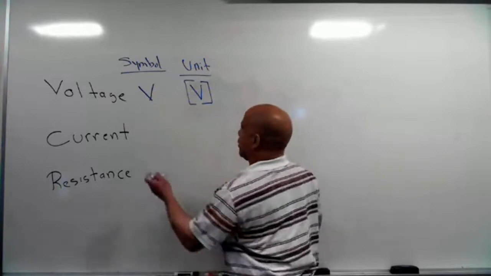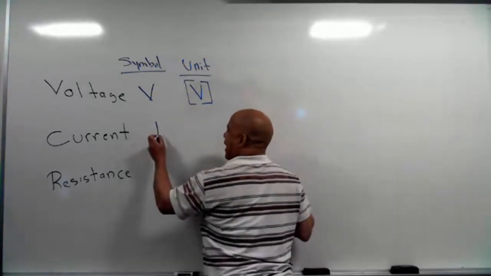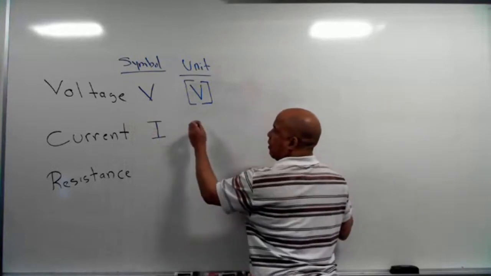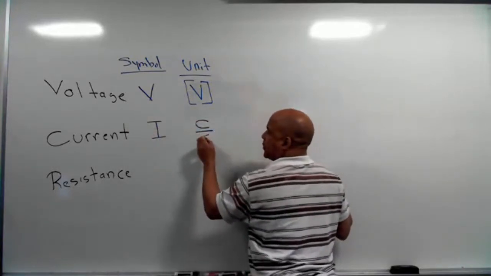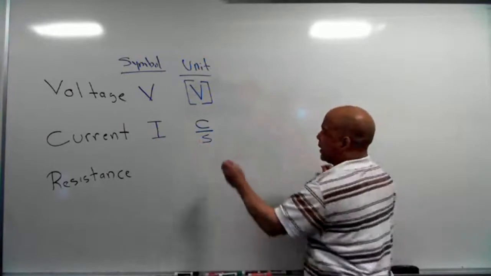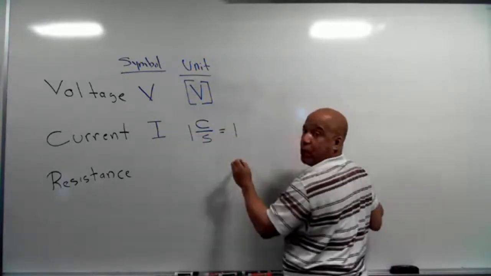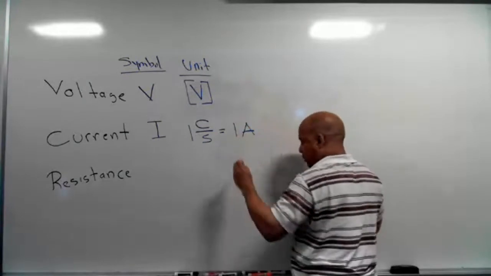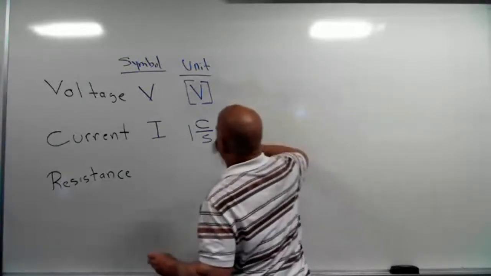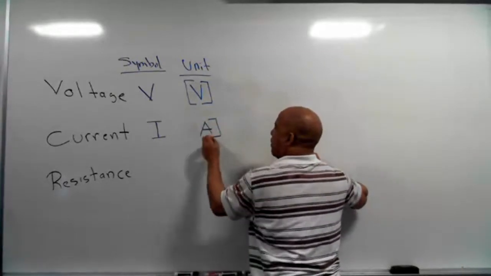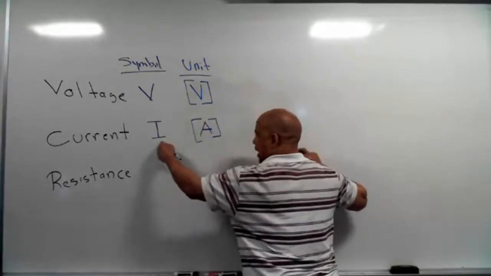For current, we're going to use the letter I, capital I, to represent the current. And the unit for current would be the coulomb per second. But what we said in the last class is that if I have 1 coulomb per second, that's equal to 1 ampere, or amp for short. So the unit for current is capital A, for amps or ampere, and the symbol we use is a capital I.